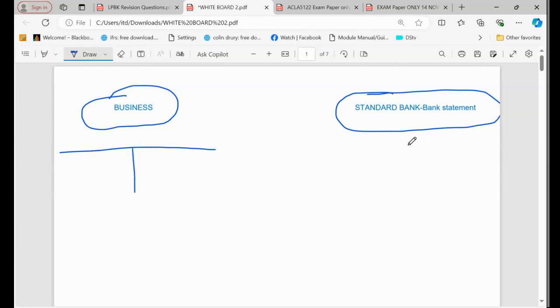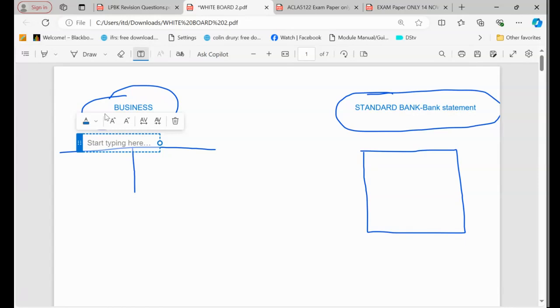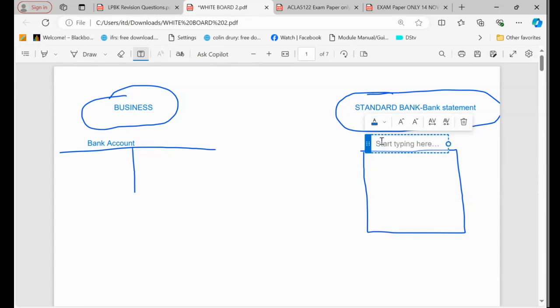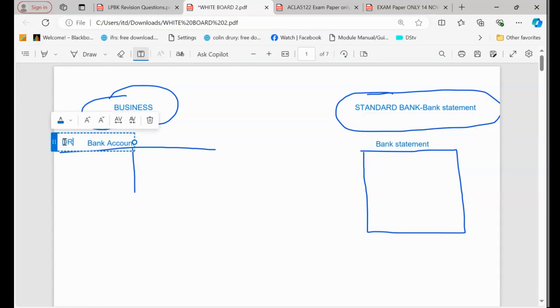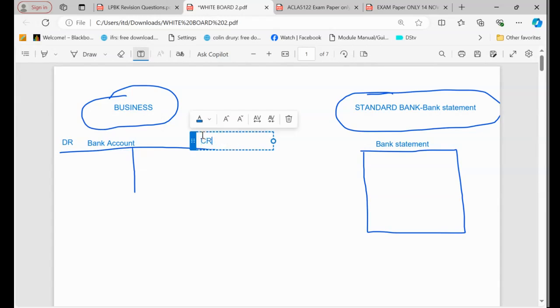I think if I draw something like this already, you know what I'm going to talk about. Bank statement. From our past experience from first year, usually we have a bank account. Remember, and then this one, I'm just going to click bank statement to check. We know that this side is always debit and this side is always credit.